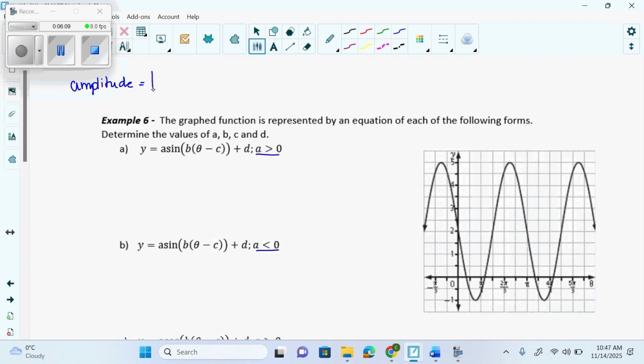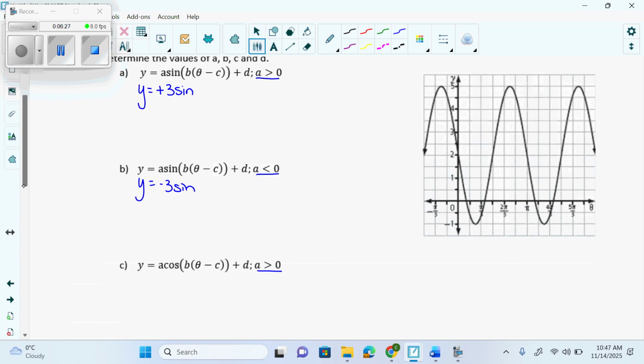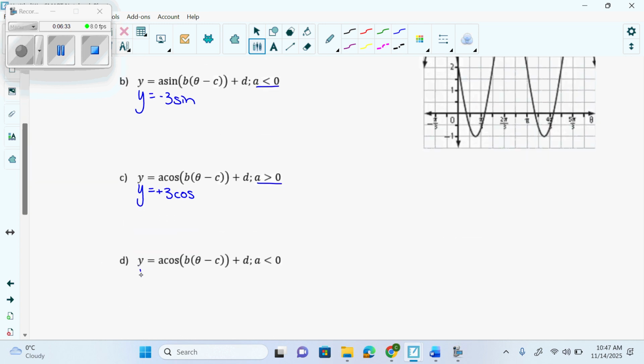Absolute value of the max, which is 5, minus the min, divided by 2, is 6 divided by 2, which is 3. So for this one, I'm going to get y equals positive 3 sine. This I'm going to get y equals negative 3 sine, because a is less than 0. This one I'm going to get y equals positive 3 cos. And then this one I'm going to get y equals negative 3 cos.